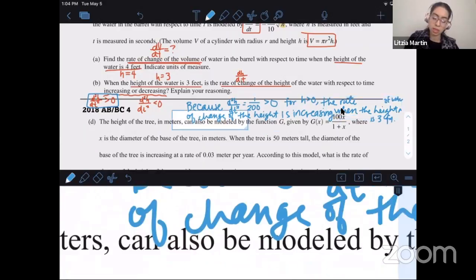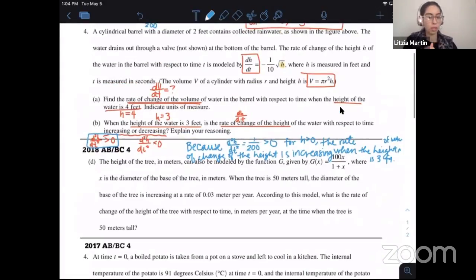Right? So that would be the explaining your reasoning part. We talked through the initial information that they gave us. How do we break it down? How do we determine what they're asking us to find? And then once we find our answer, that is how we want to explain it. The main part is the part that we figured out, that the second derivative, or the rate of change of the height, is 1 over 200, so that is going to be positive. Any questions there on that one?